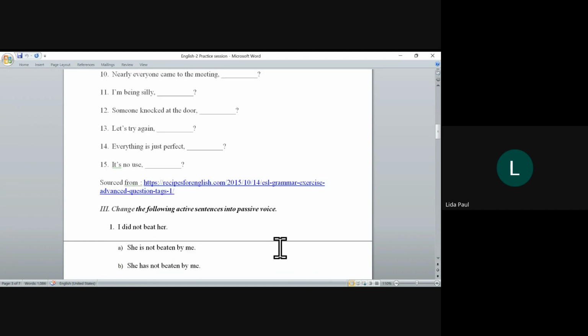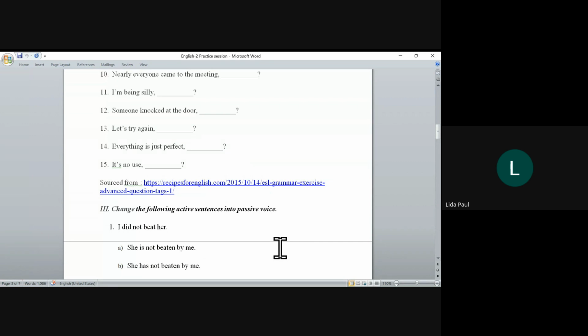Okay, 14th one. Everything is just perfect. Same thing, like nothing, another thing. What will you use here? Isn't it? Everything is just perfect, isn't it? Okay, that's the answer.